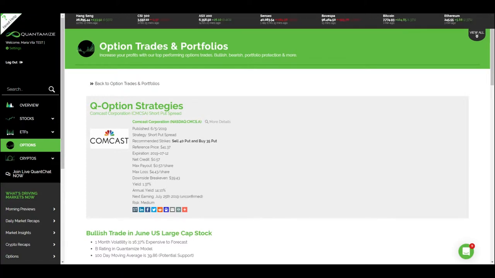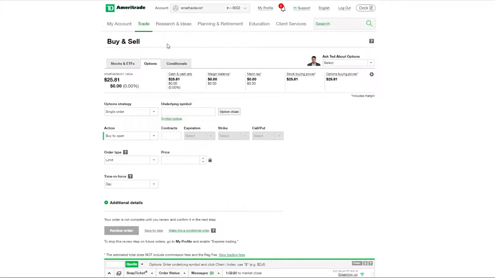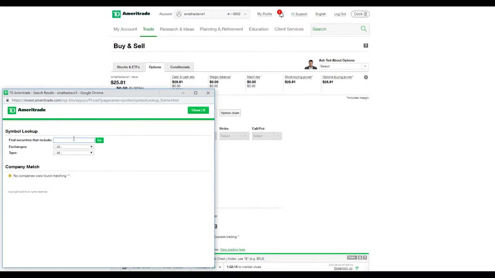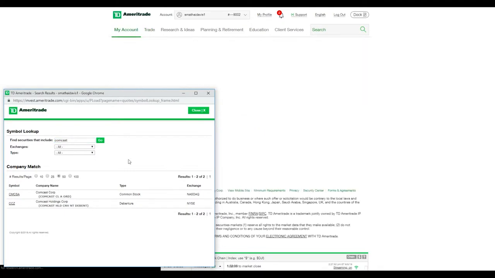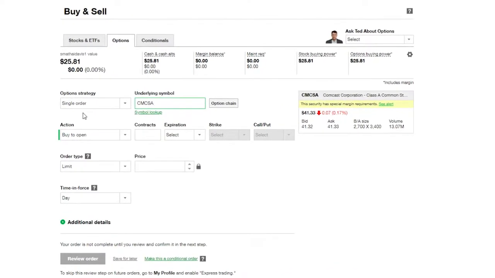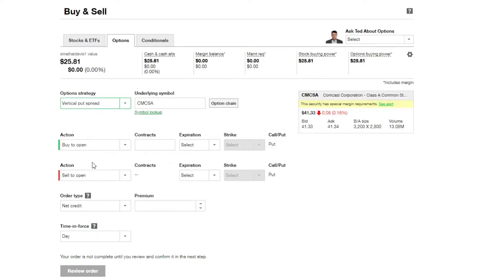Let's take a look at how we would put this in our TD Ameritrade account. First, let's go to trade and go to options. I'm going to do symbol lookup here just because I'm not sure how Comcast will be registered. Great, so now we have Comcast up. So let's select a strategy. It's a vertical put spread.